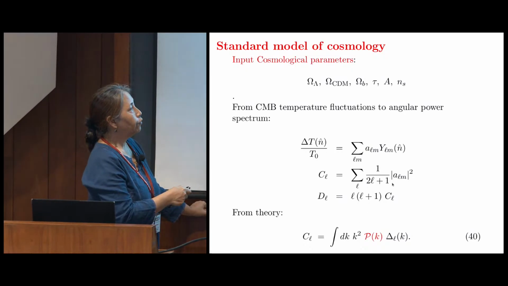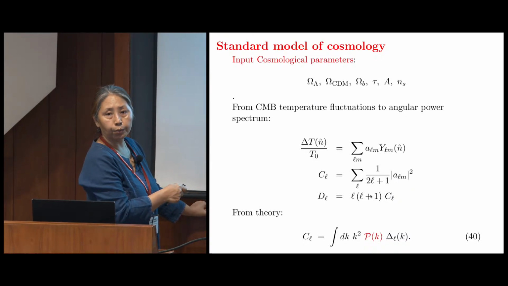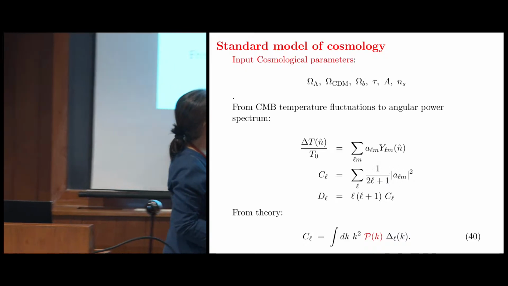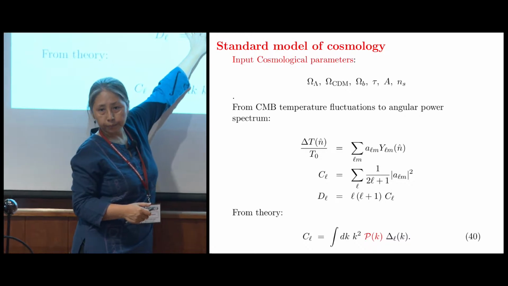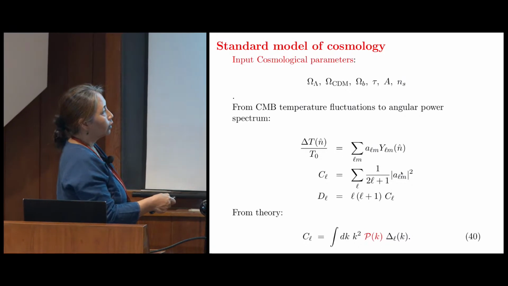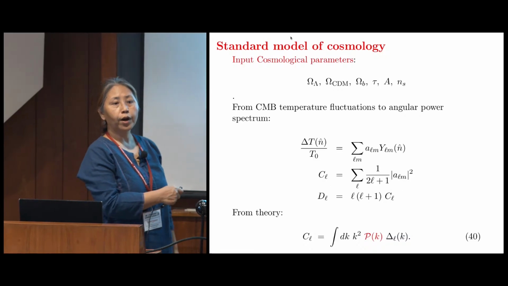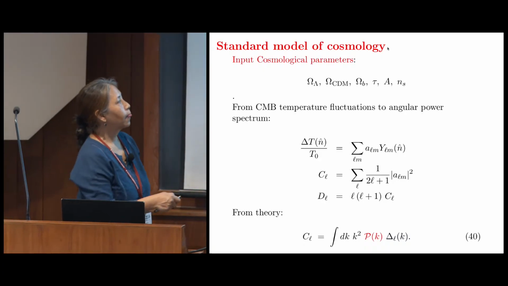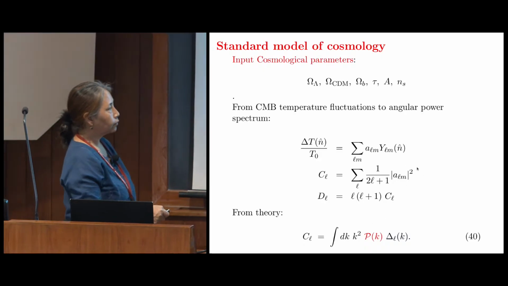So for each L, I have 2L plus 1 modes, M modes. So I am dividing by 2L plus 1. Oh, sorry, this is a mistake, this is M. So I sum over all M's, the modulus squared of ALM. Why am I taking the modulus squared? Because it is a complex quantity, I want a real number. So I will compute this.